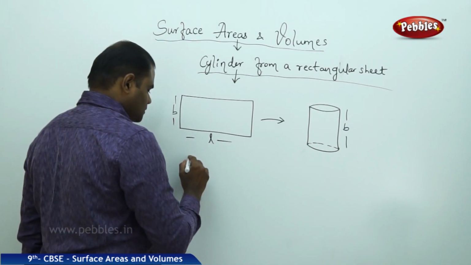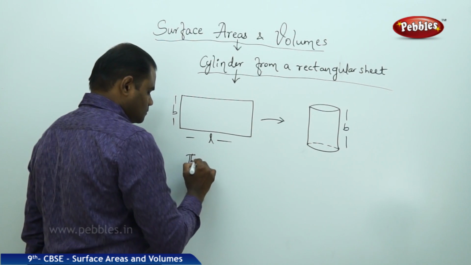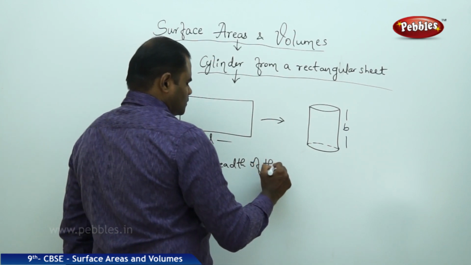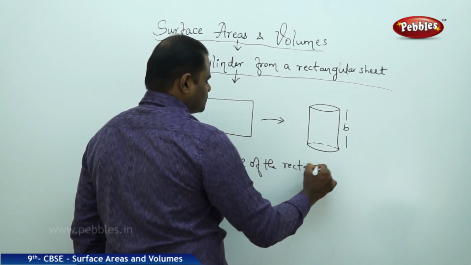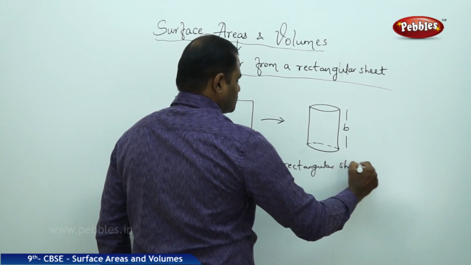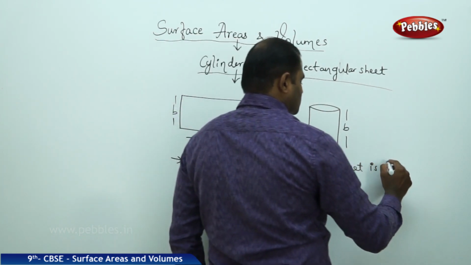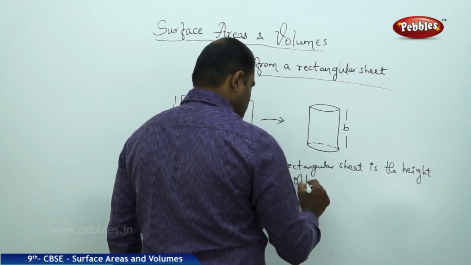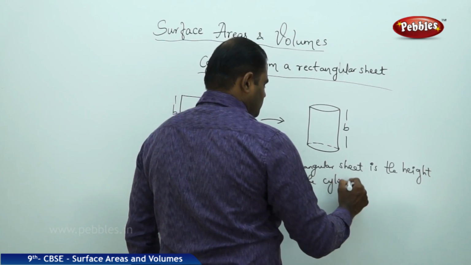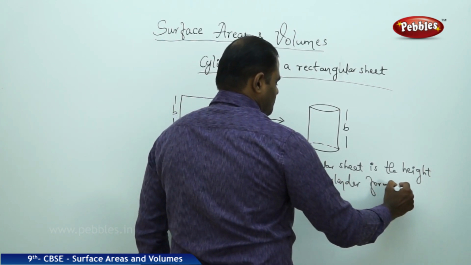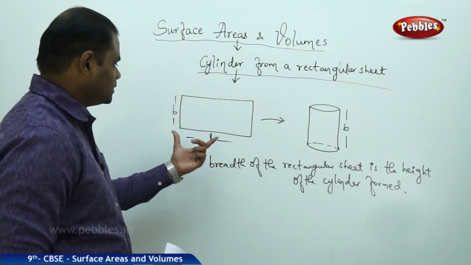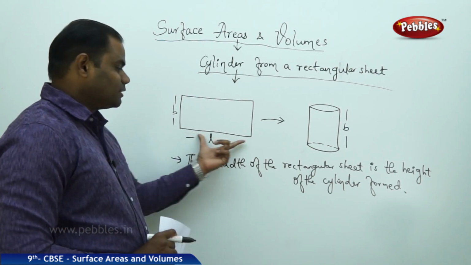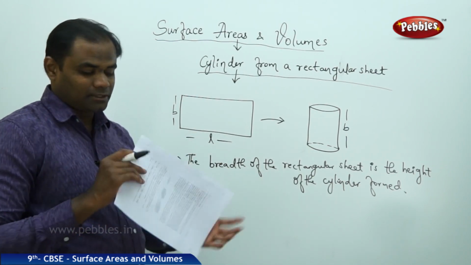So the first thing we note is the breadth of the rectangular sheet is the height of the cylinder formed. As can be clearly seen here, the breadth of the rectangle is the height of the cylinder as formed. And the length of the rectangle, let's see what happens to the length of the rectangle.